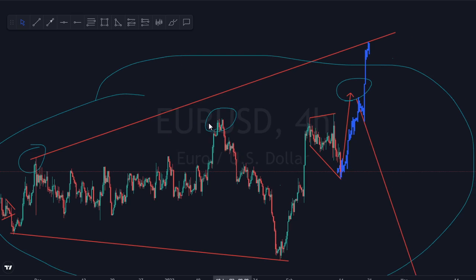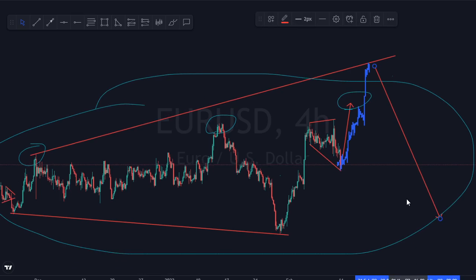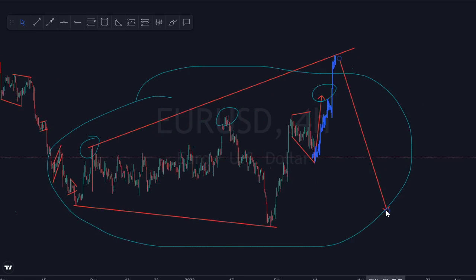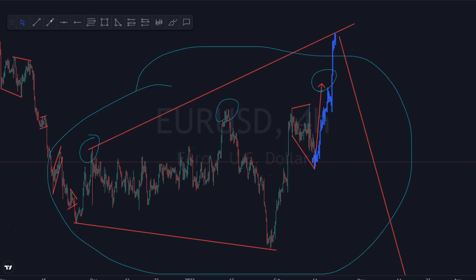Instead of 1 2 3, it's just going to be 1 2, but this is also fine because this is also one of the patterns I trade. It just expanded a bit bigger, which is fine as well. So I'll also be looking for the sells as well, guys.